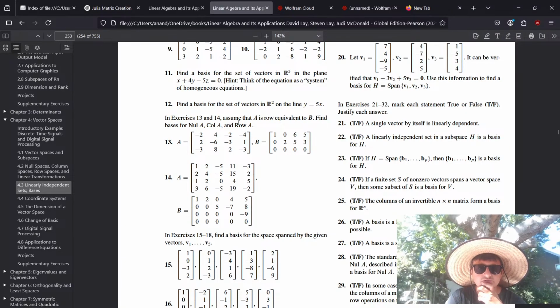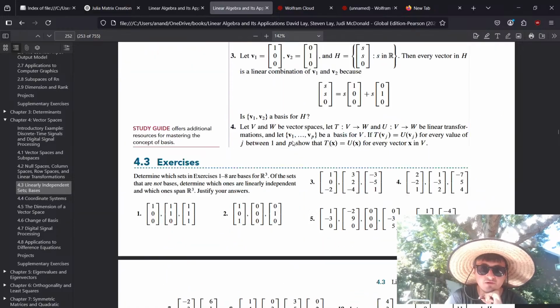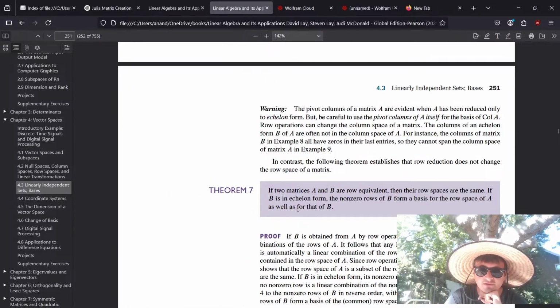Okay, so let's just write that out. So find Nul A, Col A, and Row A. So Col A is going to be the first two columns here because they're the pivots. For the row space, it's going to be the first two rows of either, because by Theorem 7, if A and B are row equivalent, then their row spaces are the same.